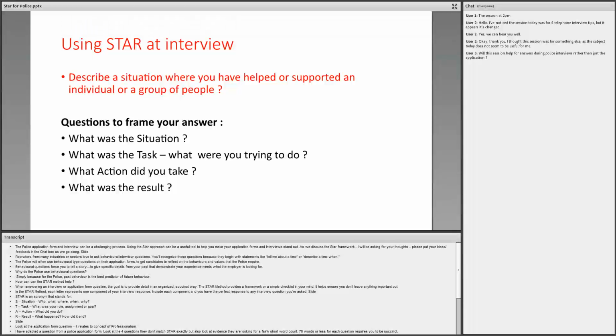And then focus on the action that you took. Was it face-to-face interaction? Was it online? How did you actually engage with that group of people? And then, as I said, very much focus on the result. So how did working with that group come about, and what were some of the results?